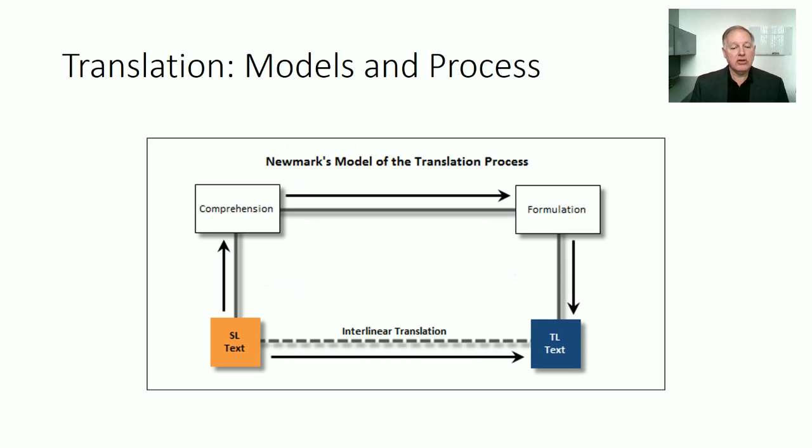Newmark, if you look, also the same steps. You start with the source language text, you go to interpreting or comprehending, understanding what that text is saying, and then through a process of reformulation into the target language text. That dashed or dotted line he has across the bottom that says interlinear translation. Interlinear translation is word-for-word translation, which he's trying to illustrate that that's not real translation, because word-for-word translation skips the steps of true comprehension and true reformulation.